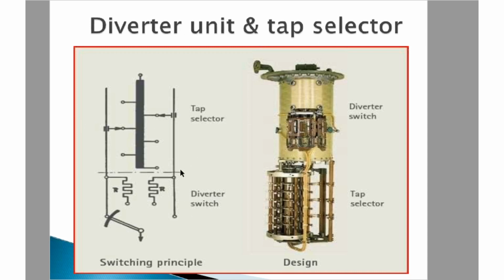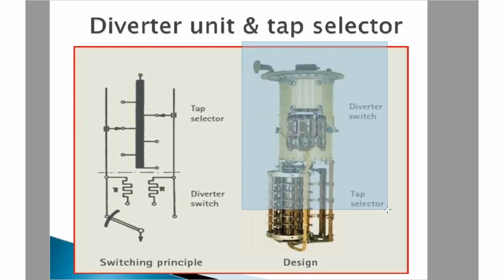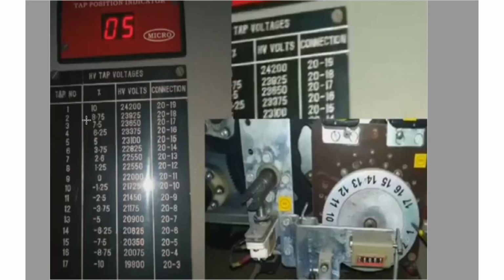So this is the switching principle and this is the design. So this is the real picture of the tap changer. So you can consider these positions are 1 to 17 and they have mentioned the percentage change in voltage. So they have mentioned the high voltage level and they have mentioned the connection.